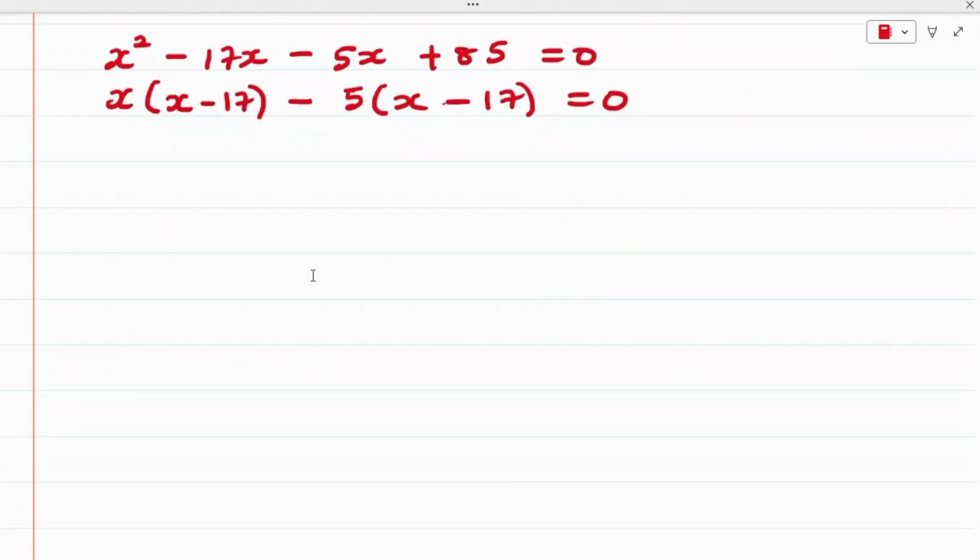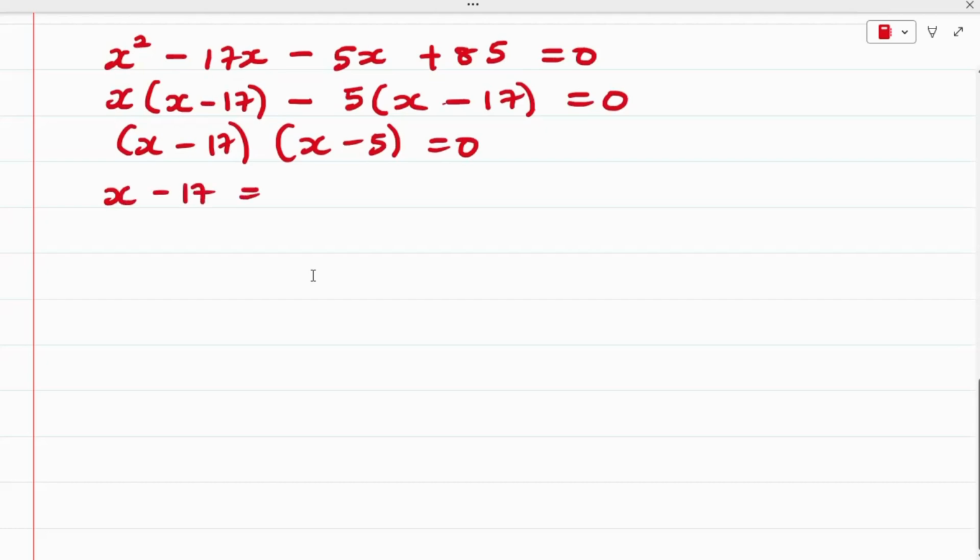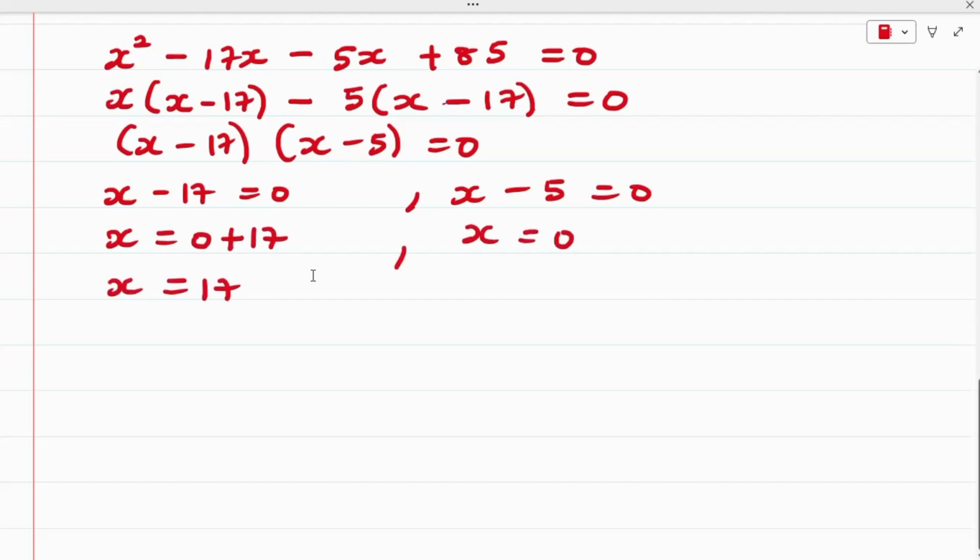So at this point, factor out this, we have x minus 17 and x minus 5, and this is equal to 0. So from here, we have x minus 17 is equal to 0 and x minus 5 is equal to 0. So x is equal to 0 plus 17, and x is equal to 17. From here, x is equal to 0 plus 5, and x is equal to 5. So therefore, we have the values of x to be 17 and 5.